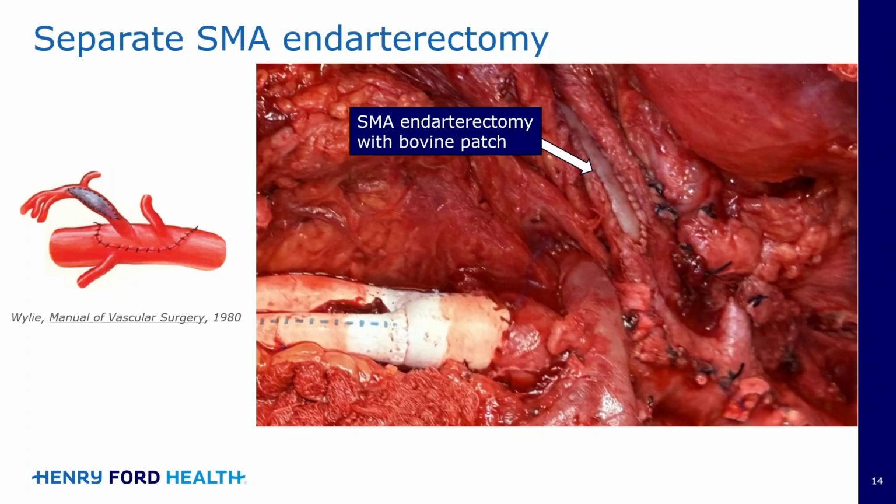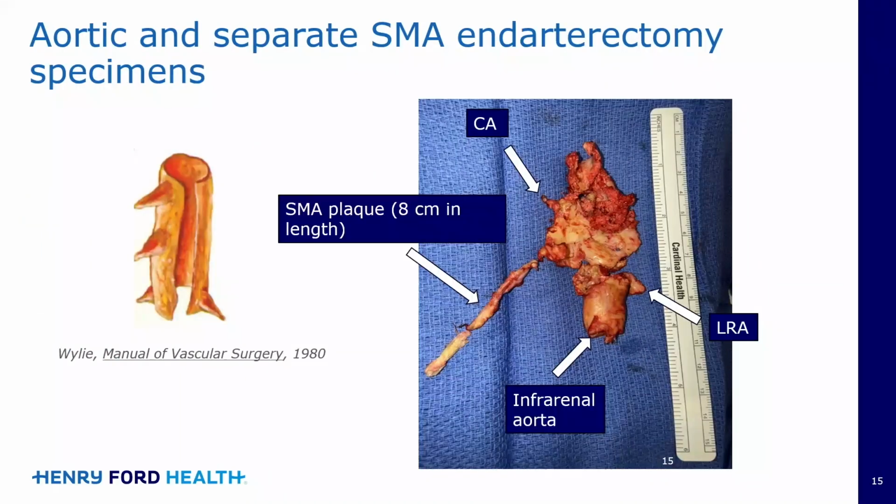Again, with the left kidney down, you have access to the SMA up to 10 centimeters and beyond the orifice. And if you need more length, you can go through the peritoneal cavity and flip the colon towards you. All of these separate SMA endarterectomies are closed with a patch. Here's a final plaque specimen with a separate SMA endarterectomy, removing a total of 8 centimeters of plaque in the SMA.